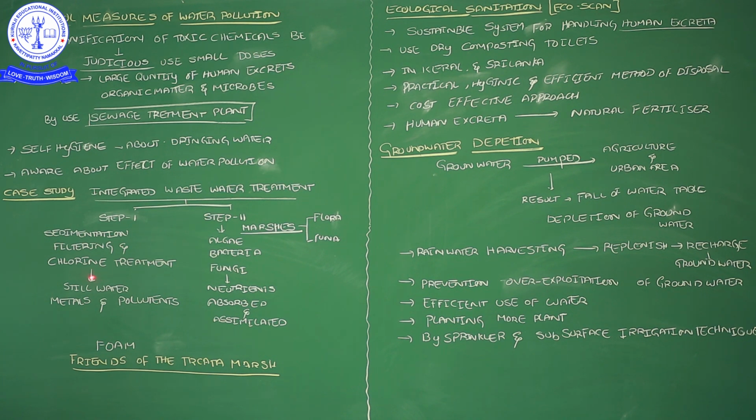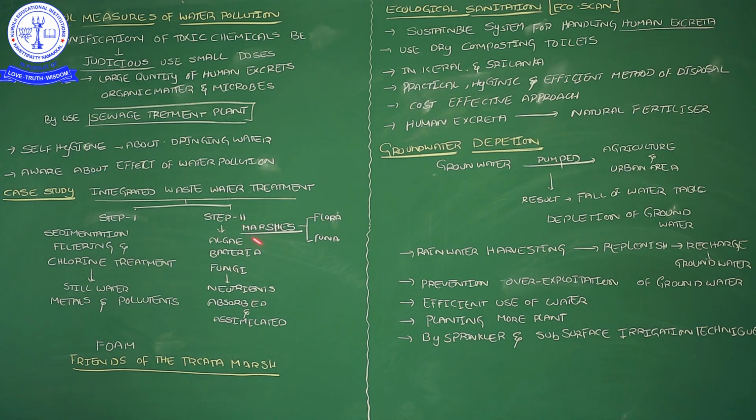That is the reason our government people, the panchayat or municipal persons, treat the tank water with chlorine every morning, adding bleaching powder. Then they send it to step 2, because at the end of step 1 it is still present with some metals, some water soluble particles, and some of the pollutants.